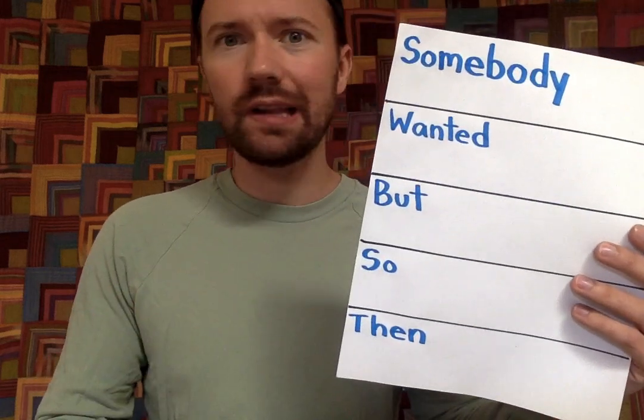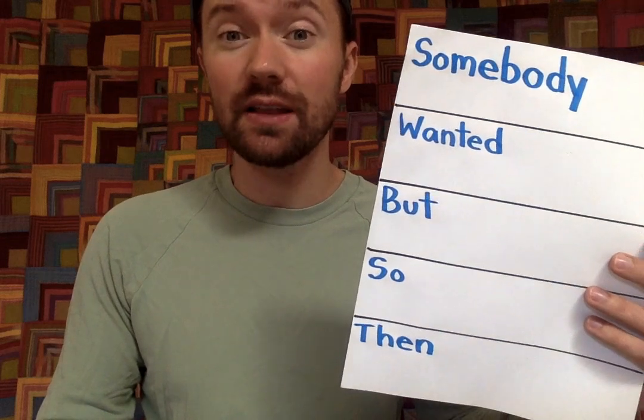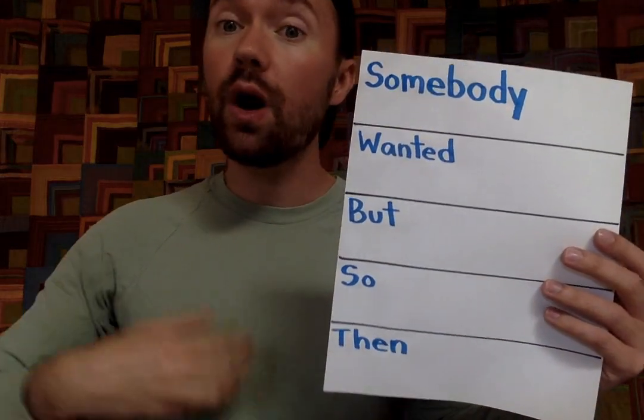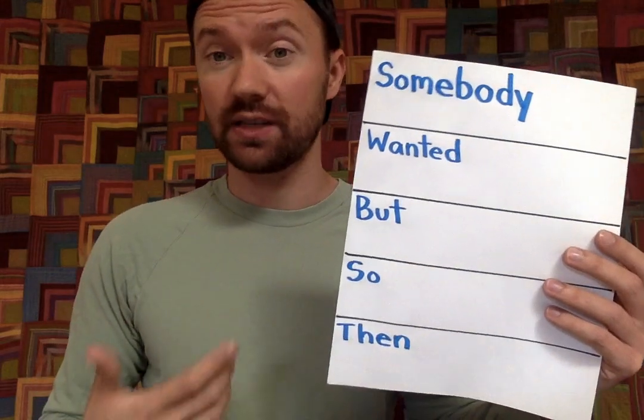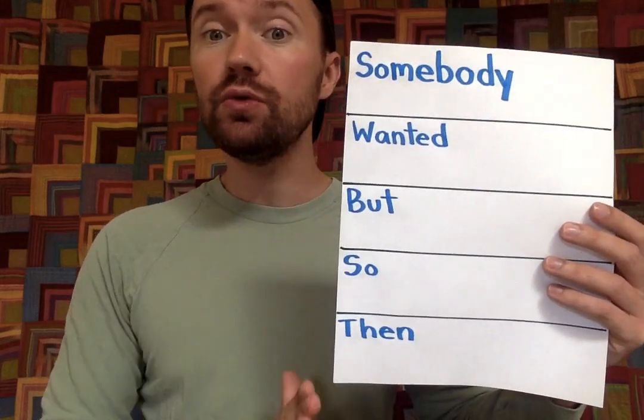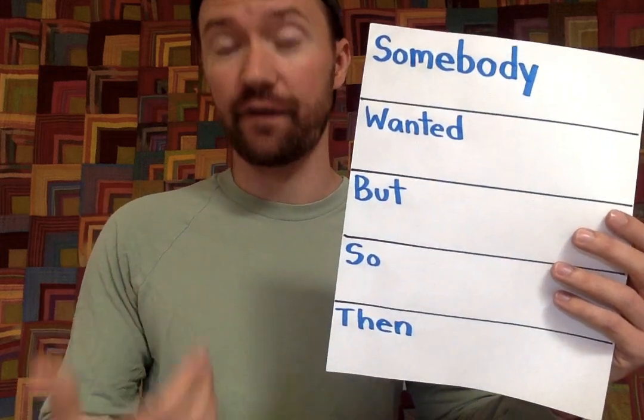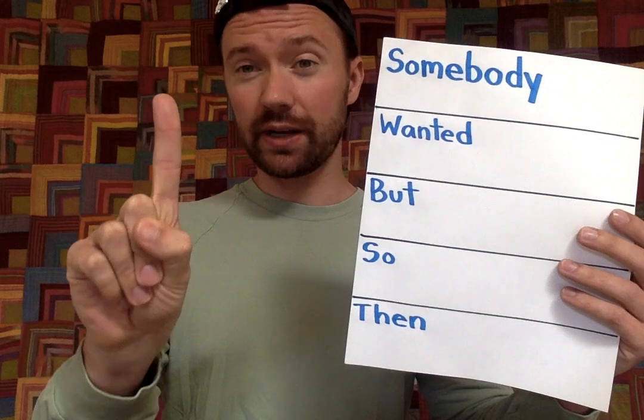Maybe the characters learned a lesson. Maybe something interesting happens to end the story. But it's the end. So somebody wanted but so then is one way to make sure that you have all the parts of a fiction story. And so we're going to use the somebody wanted but so then framework to come up with our own plans for our fiction stories. So today we're working on page 1.